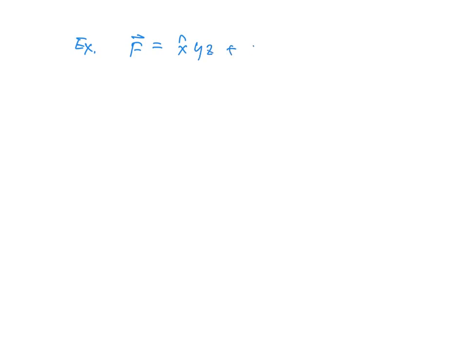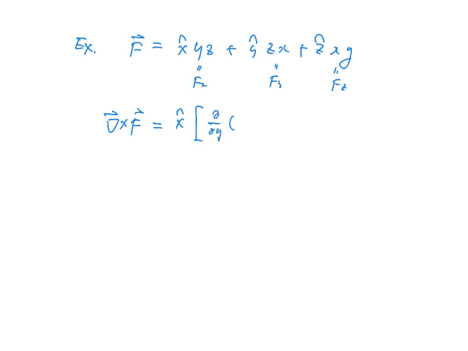YZ, ZX, XY. So this is your Fx, Fy, Fz. So call it F. The x component: start with a big parenthesis. Partial y of Fz minus partial z of Fy.